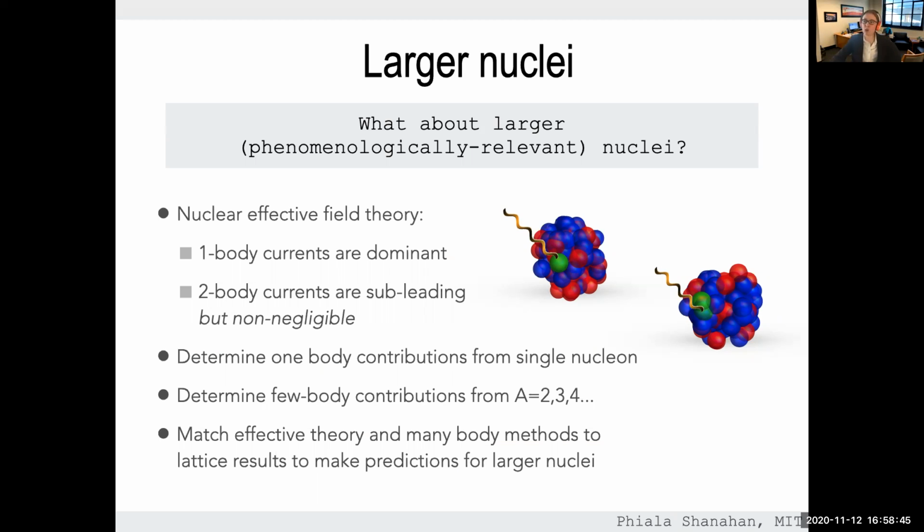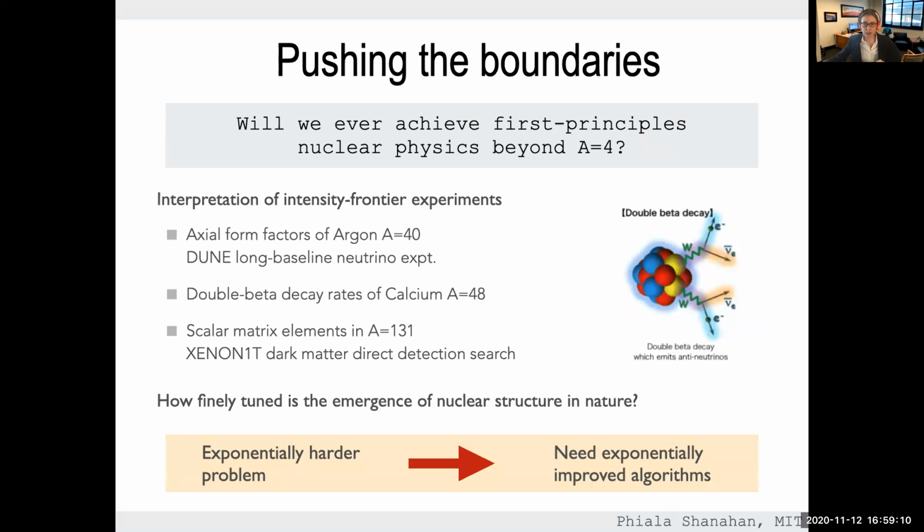And so the program is really to determine the one body contributions from single nucleon calculations, few body contributions from calculations with two body, three body, four body states, and then match effective field theory and many body methods to lattice results to make predictions for larger nuclei. But of course, we can also ask, well, what are the real barriers to studying larger nuclei? And a key aspect is just computational, that we have exponentially harder problems computationally, and so you'd like exponentially improved algorithms.